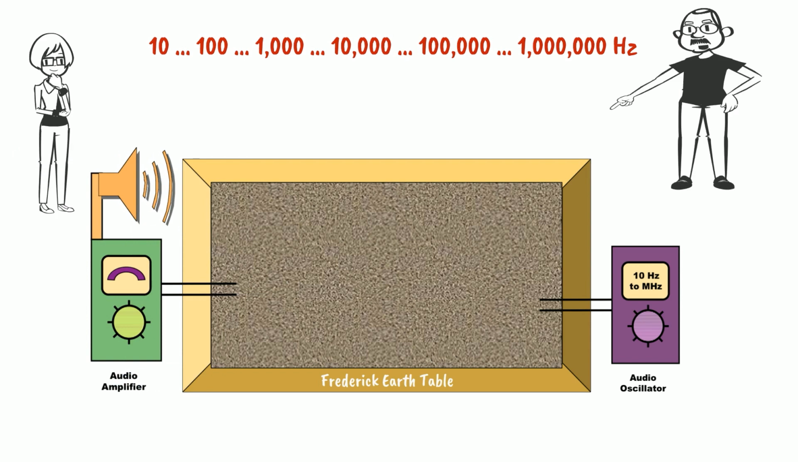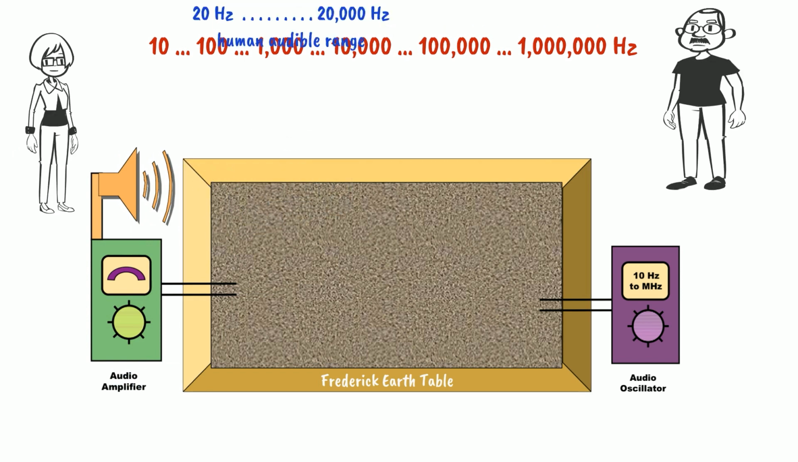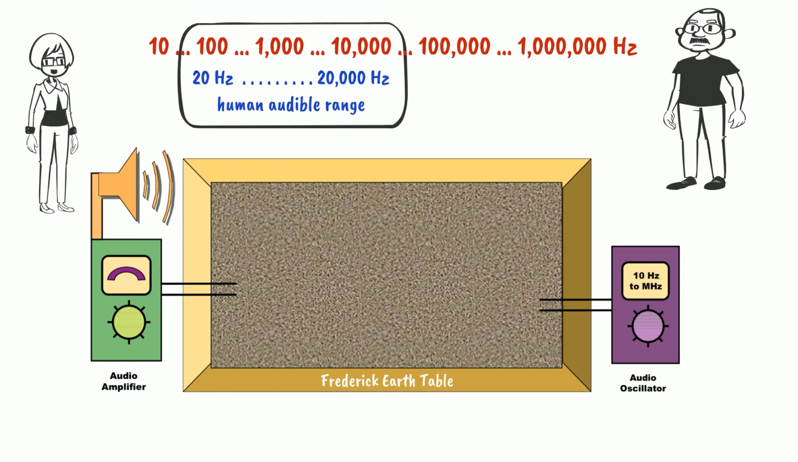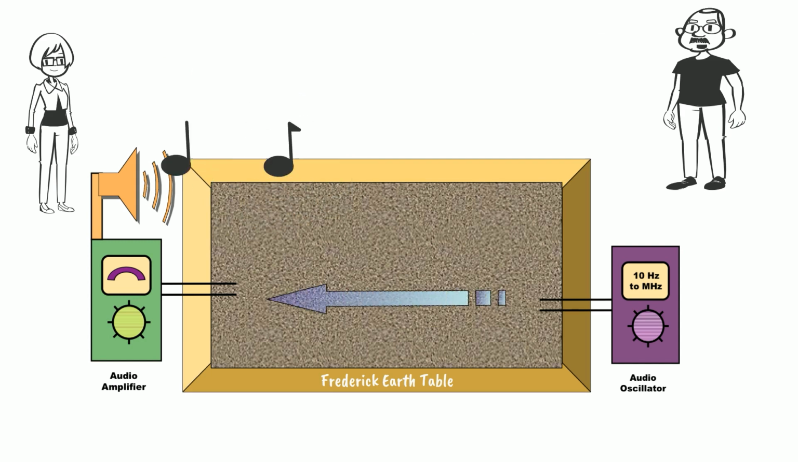When I turned both units on, we had sound. The human ear is capable of detecting sound frequencies between 20 and 20,000 Hz, although we lose some of this range as we age. This demonstrates that the higher frequencies had to flow through the soil to be picked up by the amplifier.